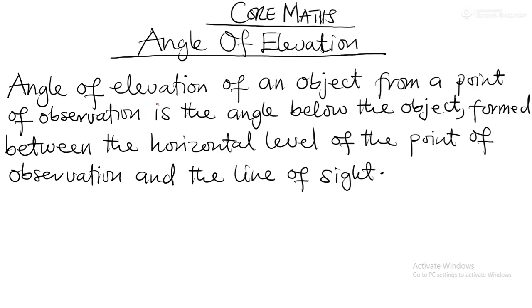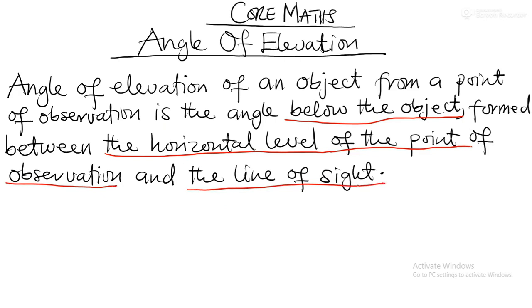So let's continue. The angle of elevation of an object from a point of observation is the angle below the object formed between the horizontal level of the point of observation and the line of sight. Good. So these are the key words in the definition.